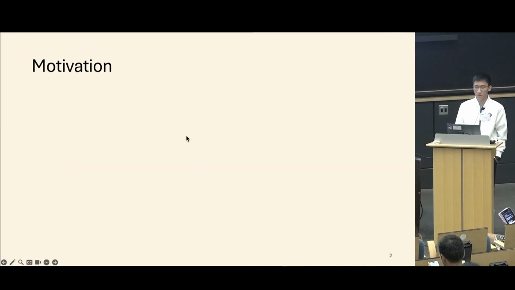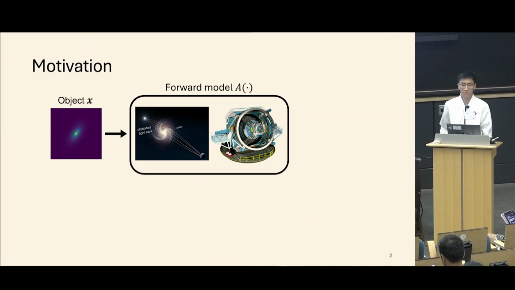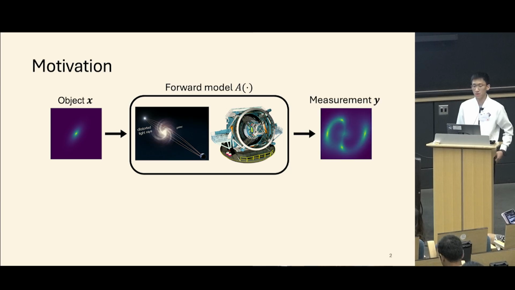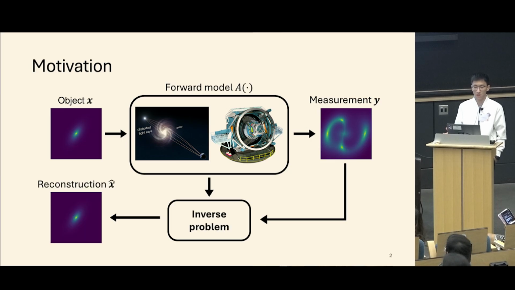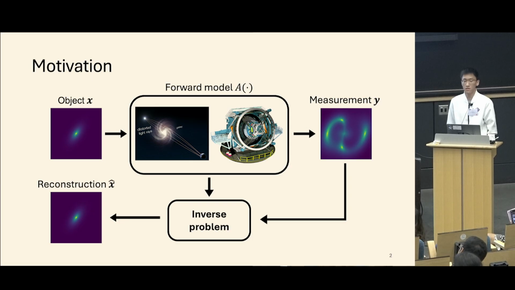We're interested in these inverse problems where an object of interest is being imaged through a known forward model into these partial and noisy measurements, and an inverse problem will be solved to reconstruct an image of these objects. And here I'm using an example of strong gravitational lens reconstruction and the Rubin telescope from the LSST Sky Survey, which just started 2 weeks ago.